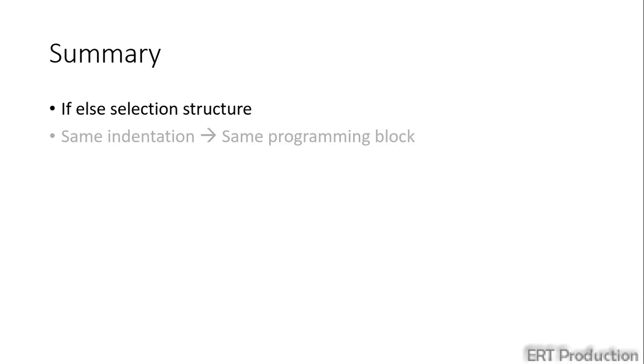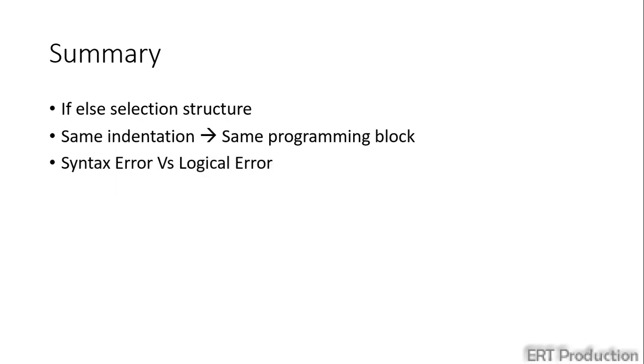Here is the summary. Today we have learned how to write the if-else selection structure in Python. We know that Python will use indentations to identify the same programming block. We have seen the difference between syntax error and logical error in programming. We'll learn more about the if-else branching in the next video.